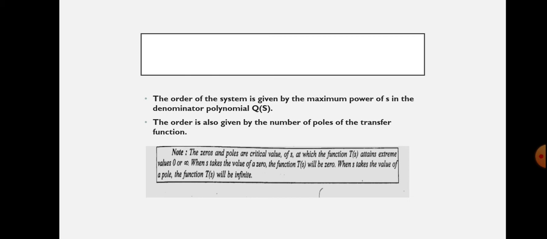And the order of the system is given by the maximum power of s in the denominator polynomial Q(s), and also the order is given by the number of poles of the transfer function. And usually the zeros and poles are critical values of s, and they represent the values of T(s) when it attains 0 value and infinity value. When s takes the value of a zero, then the transfer function T(s) will become 0. When s takes the value of a pole, then T(s) will attain the value of infinity.